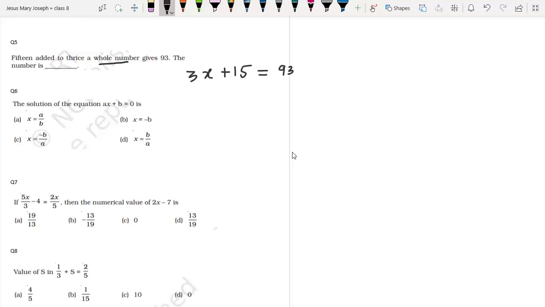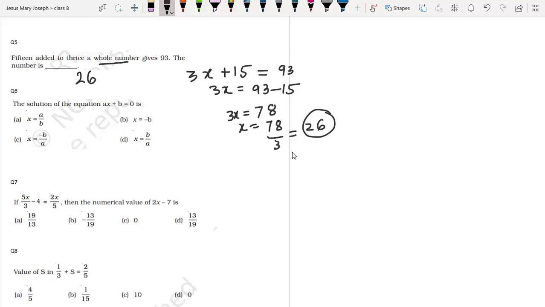So let's find: 3x is equal to 93 minus 15. It is 13 minus 5 equal to 8, and 8 minus 1 is 7, so 78 is equal to 3x. So x equals 78 upon 3, which is equal to 26. So x came out as 26. So the whole number is 26.